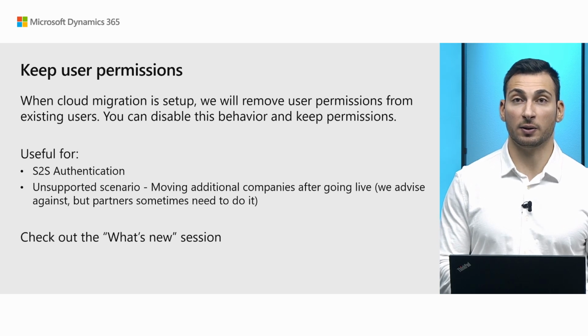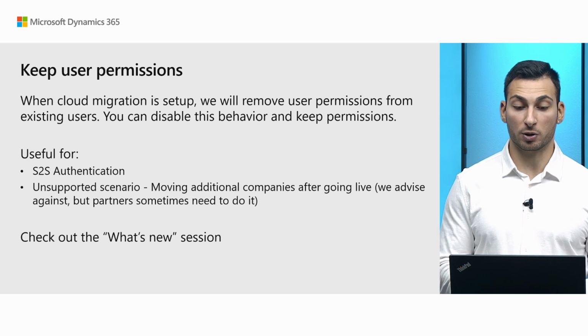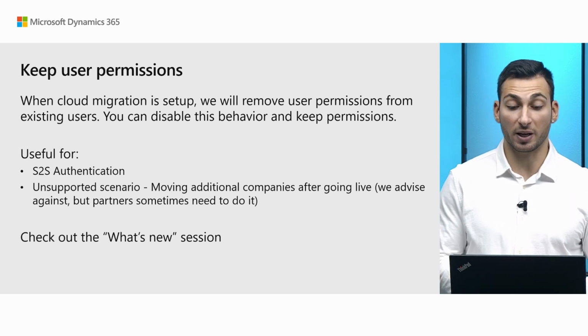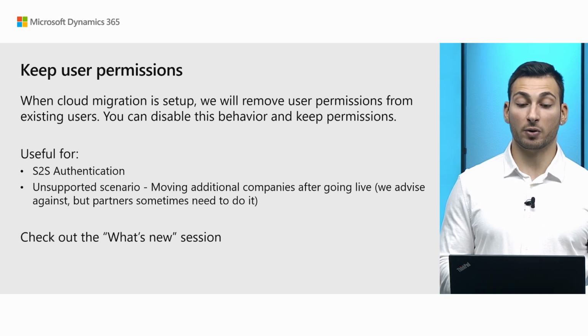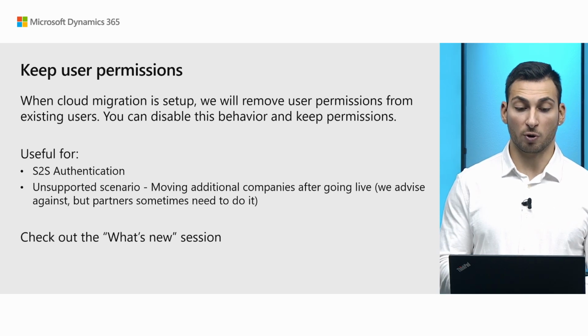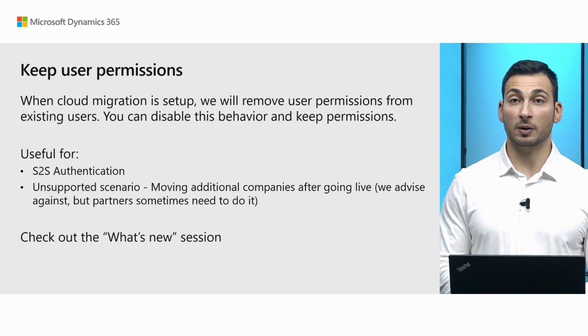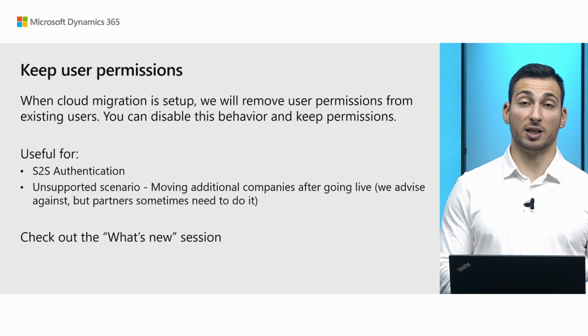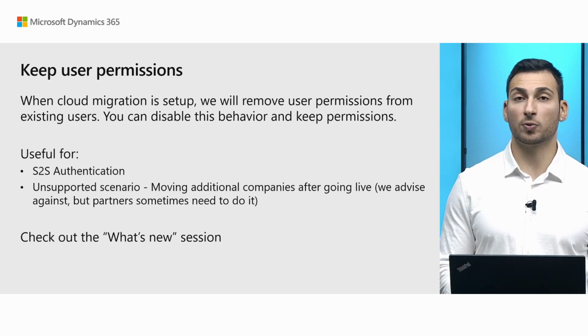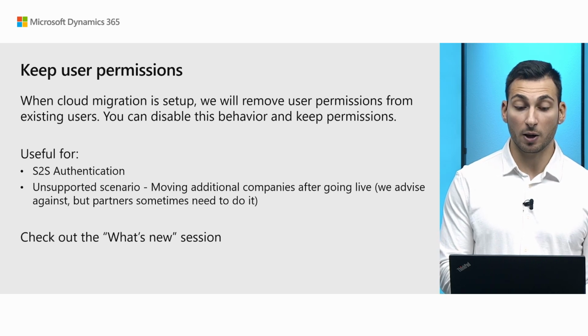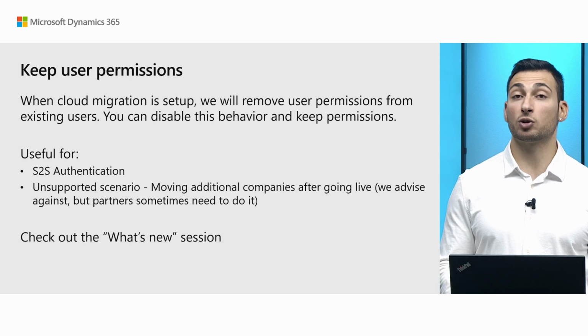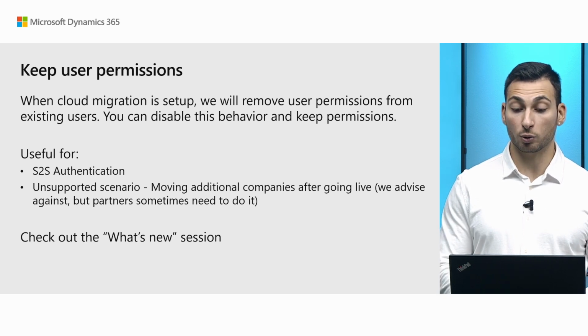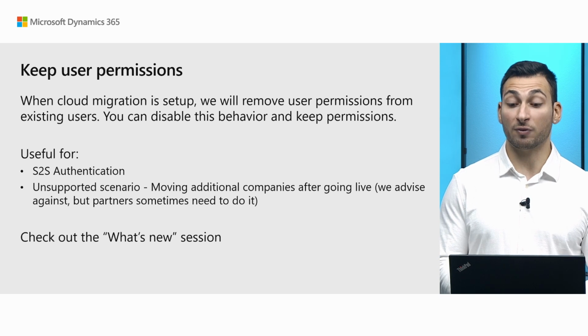The other feature is the ability to keep user permissions while the cloud migration is set up, because until now the default behavior was that whenever a cloud migration is set up, we remove user permissions from any existing user, and you are able now to disable this default behavior and always keep the permissions. So this could be particularly useful for scenarios where, for example, service-to-service authentication is needed, or for the unsupported scenario. So we don't really recommend doing this, but moving additional companies after going live.